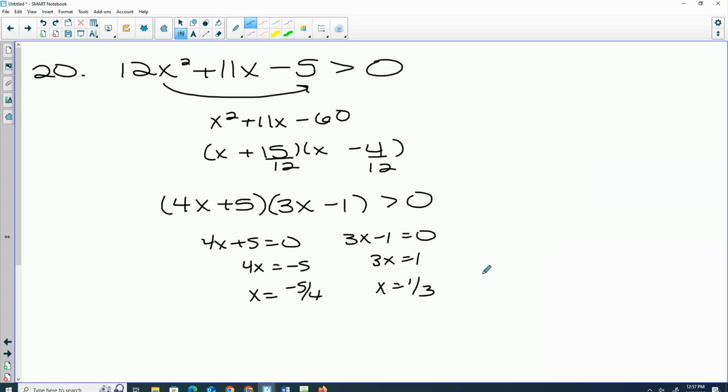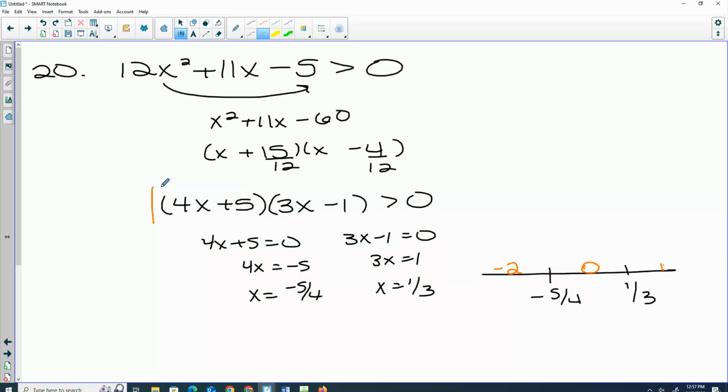The number line, our sign line. Make sure you review these before Monday, because I always have people that get to this point and they try to just tell me x is greater than both of them. And you're missing a lot of points by not doing the sign line. You pick test points smaller than negative 5/4, so maybe negative 2. In between the two, so maybe 0, and bigger than 1/3, so a 1.